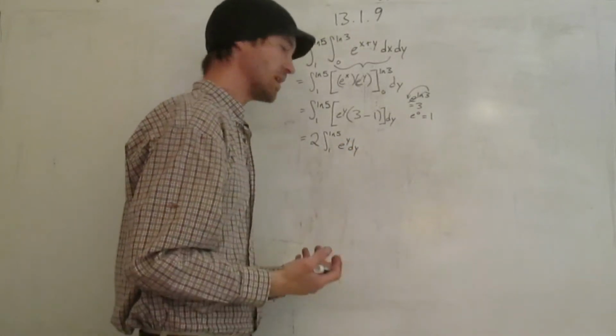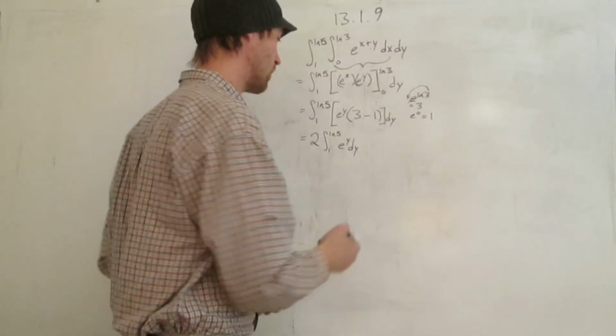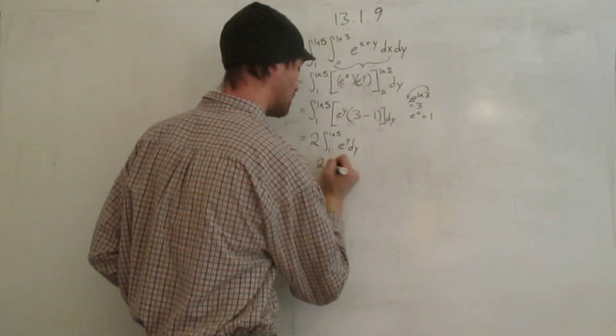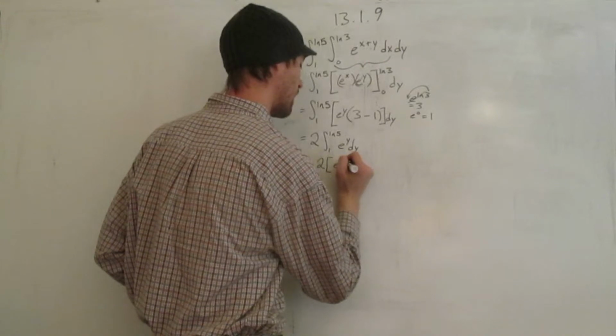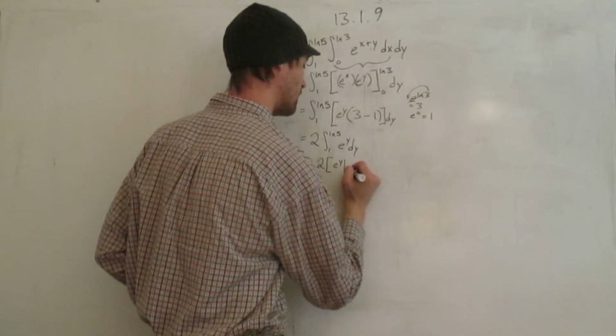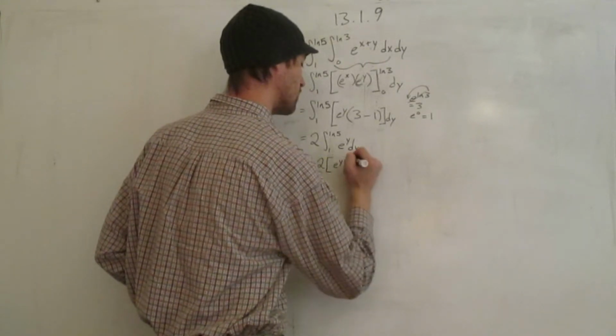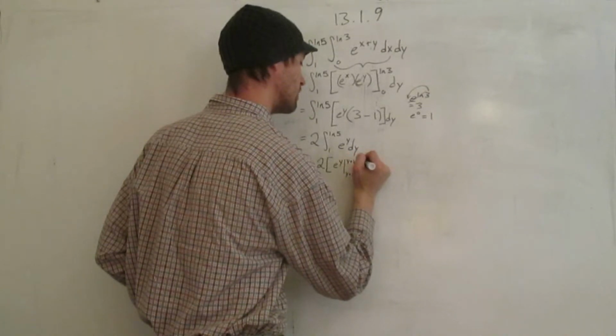And as before, the integral of e to the y is just e to the y. So we have 2. We can evaluate it. So we have e to the y evaluated from y equals 1 to y equals ln 5.